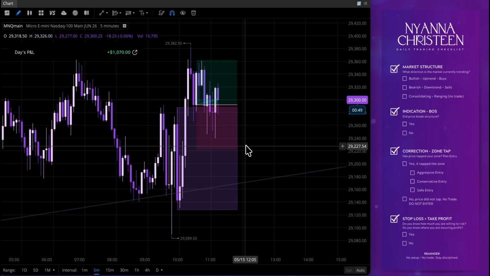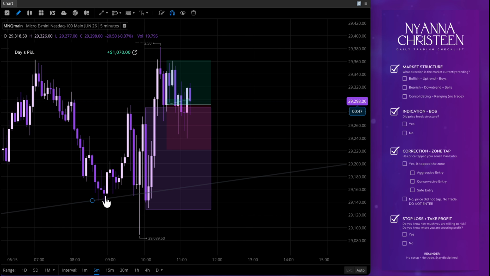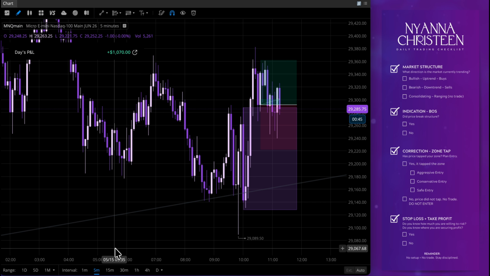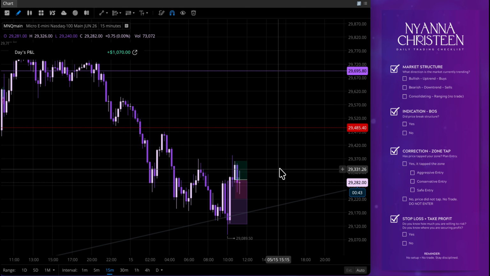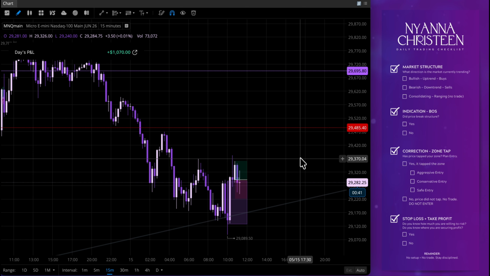Basically, we were waiting for a breaker structure on the 15. We were waiting for a breaker structure. We got the breaker structure.